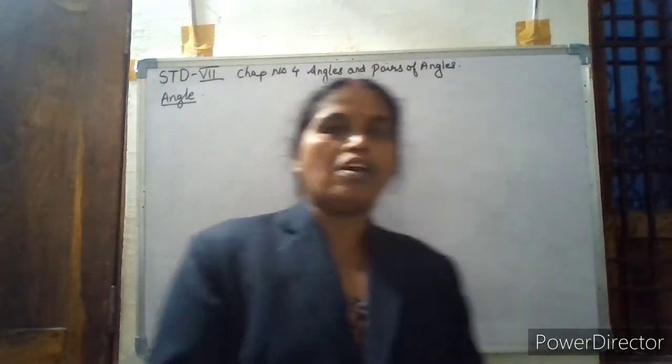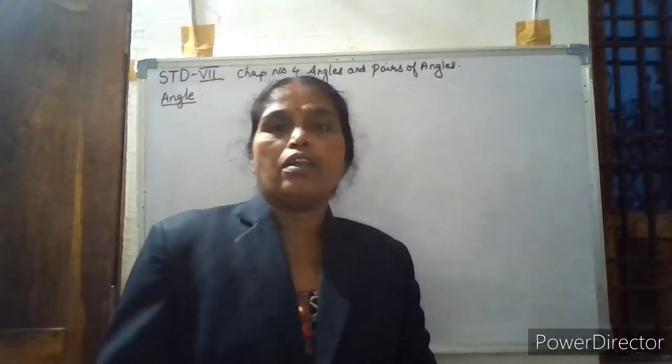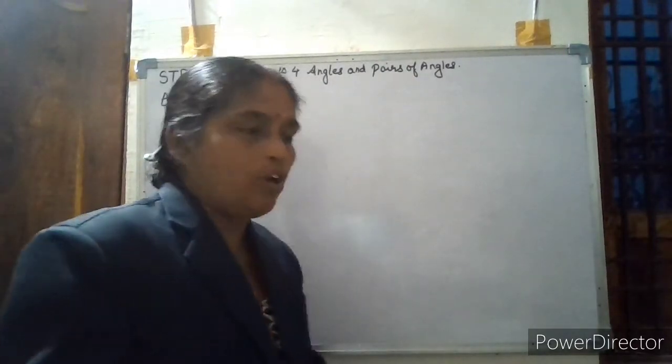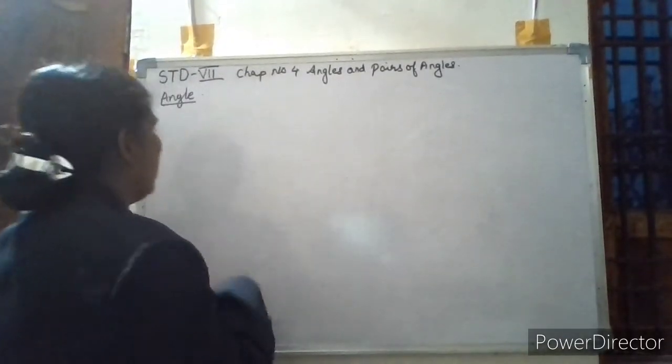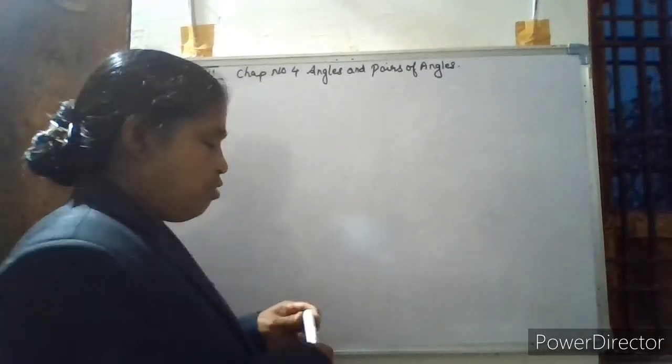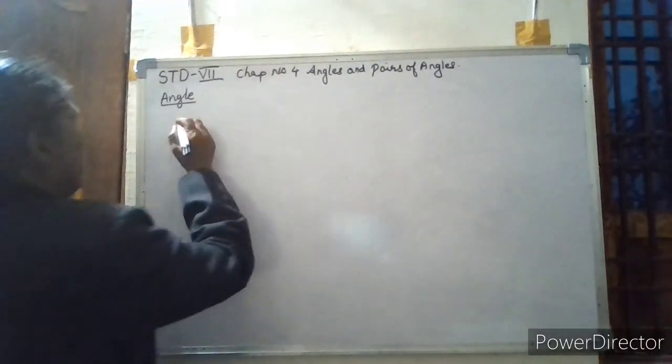Today we'll start with the fourth chapter, that is angles and pairs of angles. Now we will learn some introduction of the angles. You know what an angle is, you have learnt in 6th standard what an angle is and the types of angles, but still, just as an introduction, see.